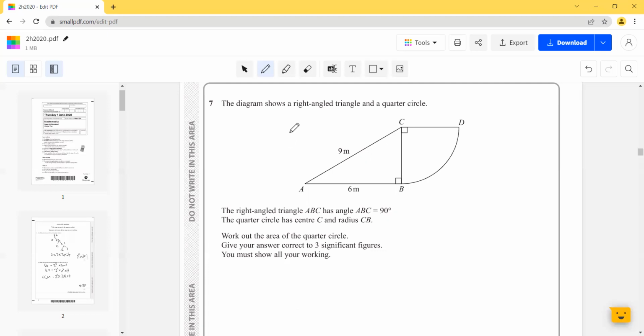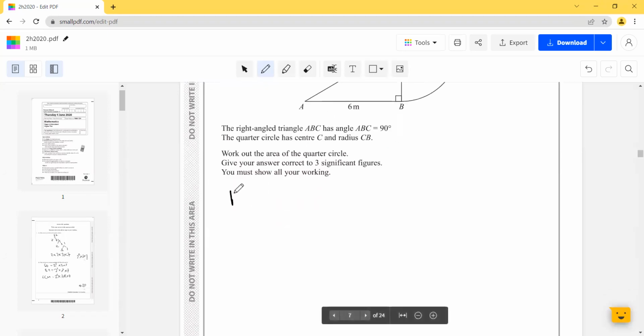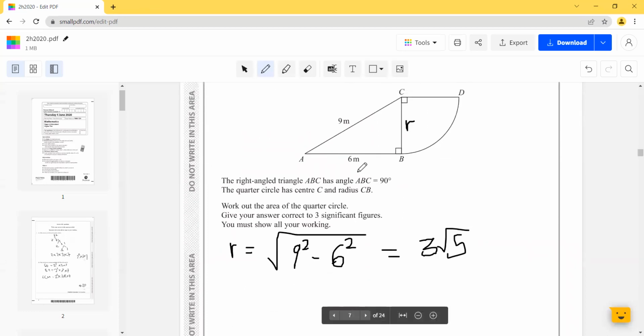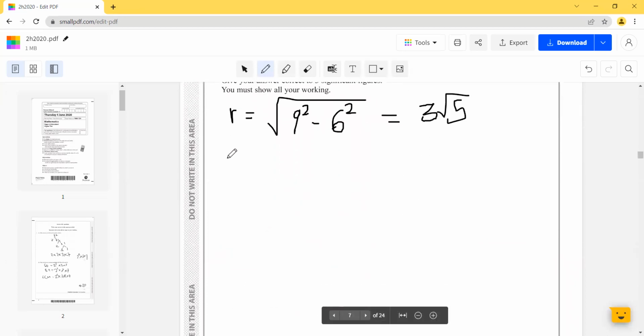Okay. So we need to figure out first what the radius is. So R is the square root of 9 squared minus 6 squared, which is equal to the square root of 81 minus 36, which is 3 root 5. Okay, so now we know that CB is 3 root 5. But we have a quarter circle, so we're going to work out the area of the quarter circle.